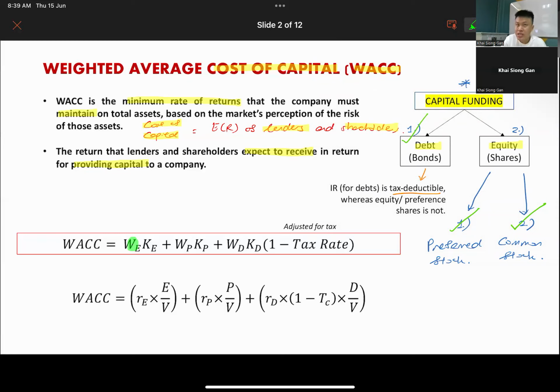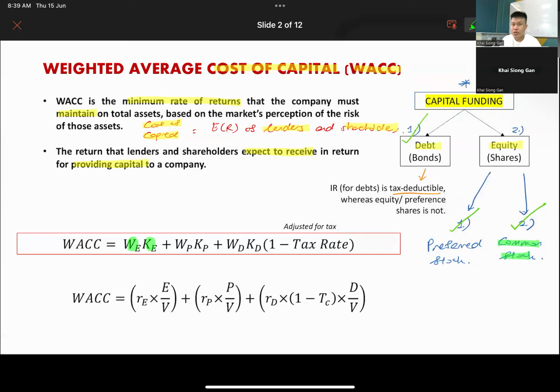Okay, weightage of equity. Weightage means how much of the weight the company uses of this method. So weightage of equity times the cost of equity. When I put E, I'm referring to the common stock. So weightage of equity times the cost of equity.